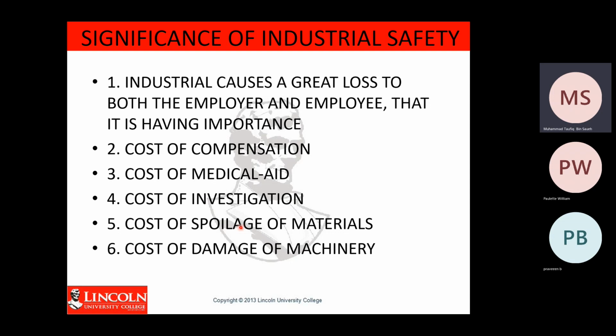So it will incur losses in your business. And lastly, the cost of damage to machinery. Some incidents will also damage the machinery, so you must pay for the damage, because you have to repair the machinery, or maybe replace it with a new one. So now you have to spend more on repairing or replacing your machinery. So these are the costs that will be incurred if you are not following the industrial safety rules that must be there in your factory.